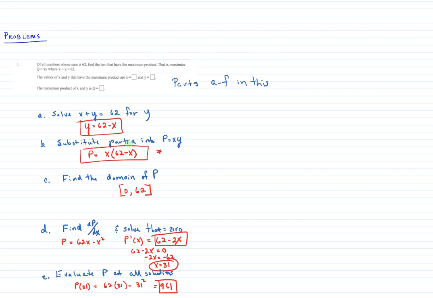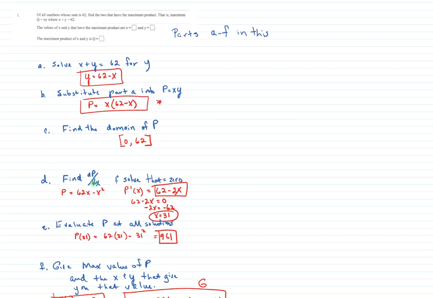Now substitute part A into P equals xy. So instead of y, we now have 62 minus x. It does say to find the domain of P. Well, x is not going to be less than 0, and it's not going to be more than 62, because our numbers have to add up to 62. So we can't be more than 62. So there's our domain. Part D is find the derivative and solve that equal to 0.